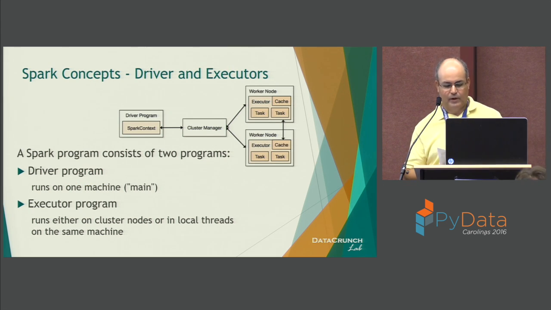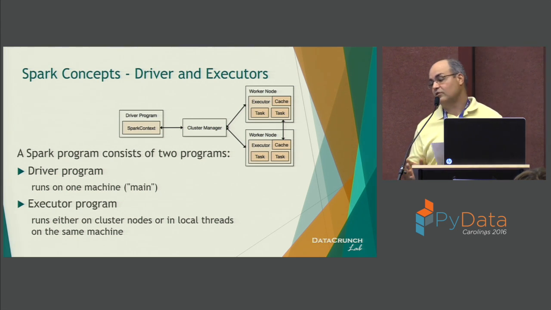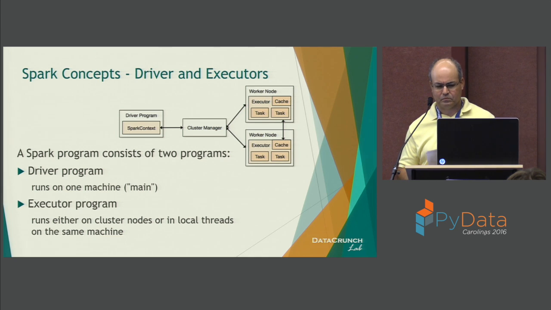One important concept that I wanted to highlight is the fact that a Spark application consists of essentially two programs, a driver and an executor or executors. The driver, you can think of as the main loop that executes the code, and it runs on one machine. And the executor usually runs on machines in the cluster, and that's how it achieves the parallel execution of code.